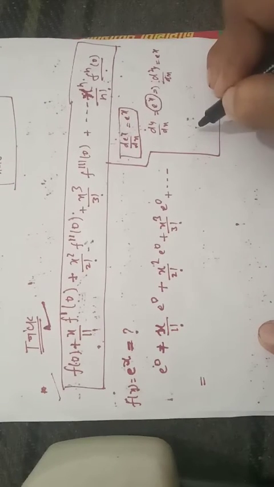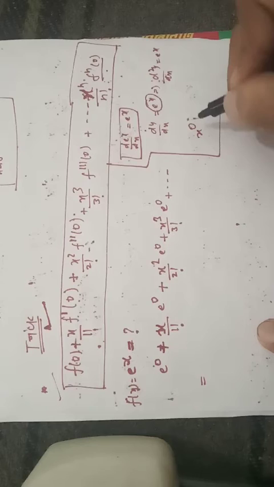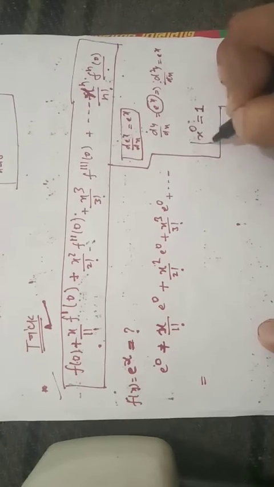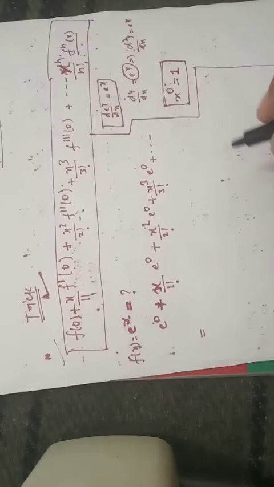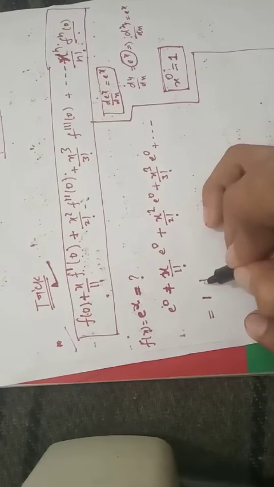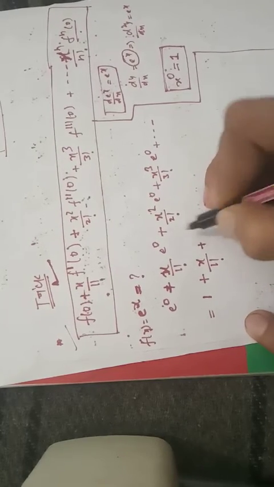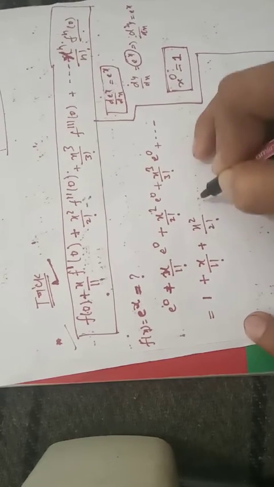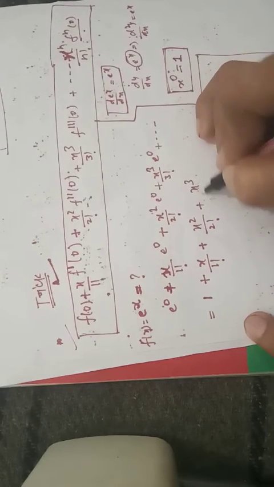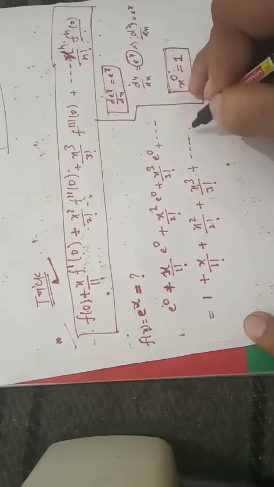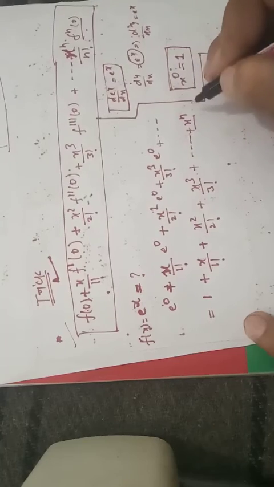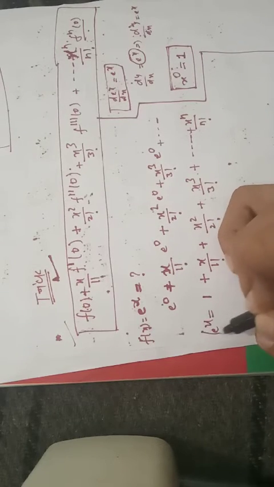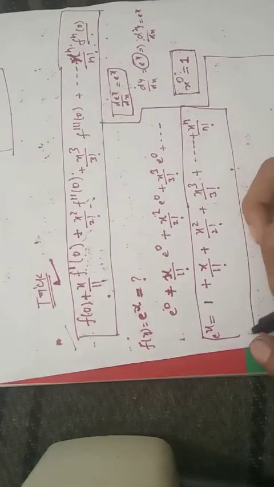You know very well that 0 raised to any power will result as 1. That is why e to the power 0 is equal to 1, plus x upon factorial 1 multiplied with 1, plus x square upon factorial 2, plus x cube upon factorial 3, each multiplied by 1, plus dot dot dot. If you go to n times differentiation, it will give the result factorial n. And this is the expansion of e to the power x.